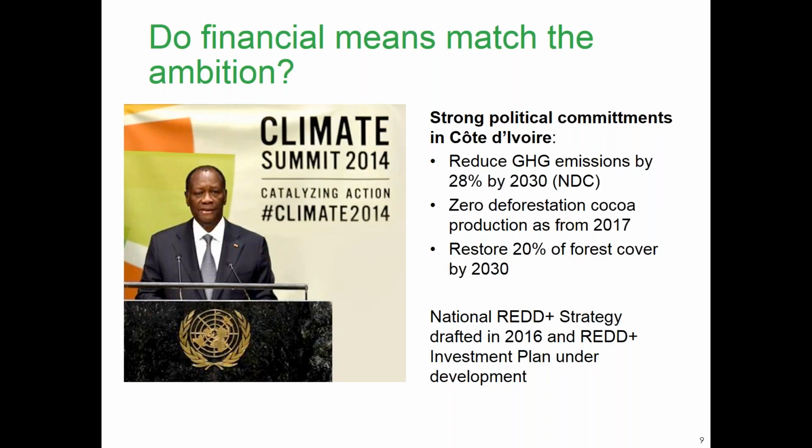To address this rapid loss, the government of Cote d'Ivoire has announced commitments to achieve its growth goals while reducing deforestation, in particular through its NDC commitment of reducing greenhouse gas emissions by 28%. In the land use sector, this translates into the commitment to decouple cocoa production, which is one of the main drivers of deforestation in Cote d'Ivoire, from forest cover loss, as well as to restore the forest cover to 20% of the territory by 2030.